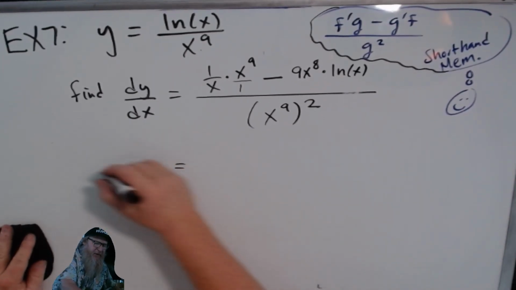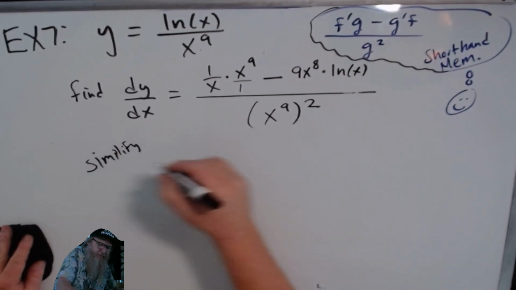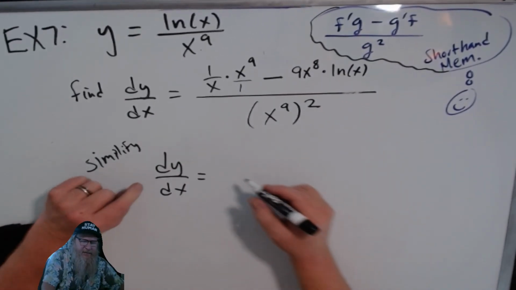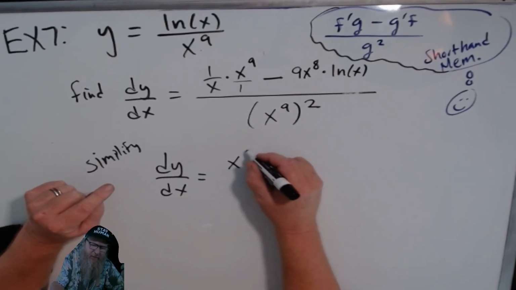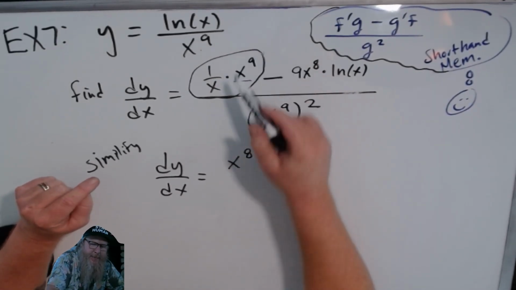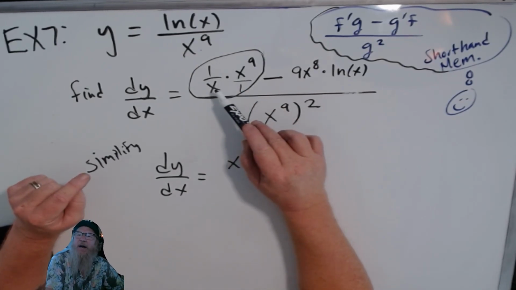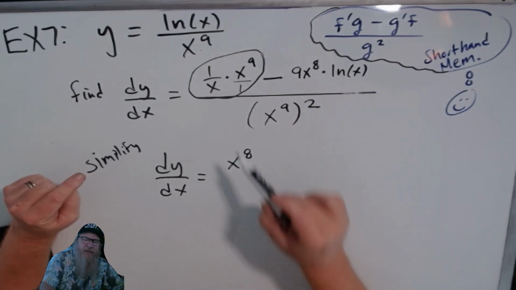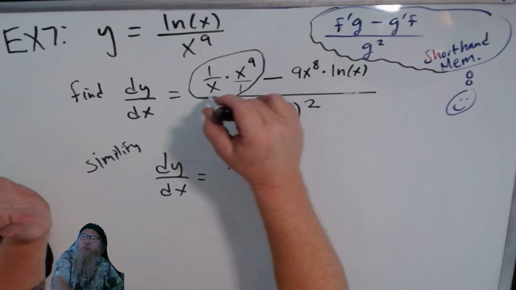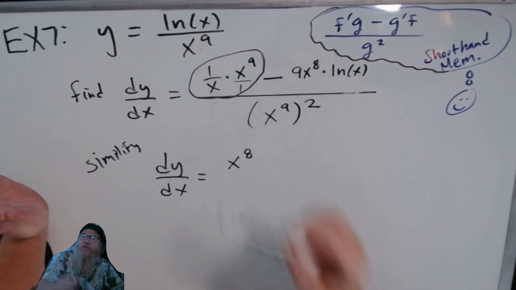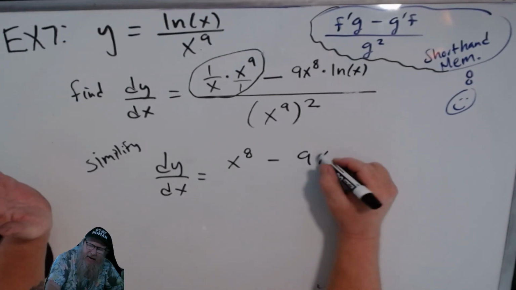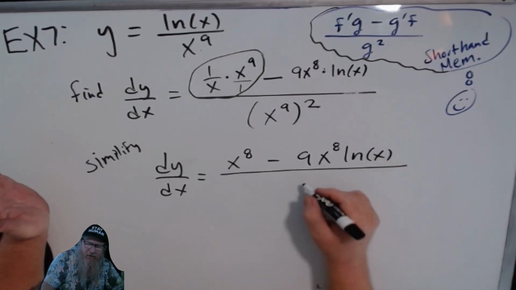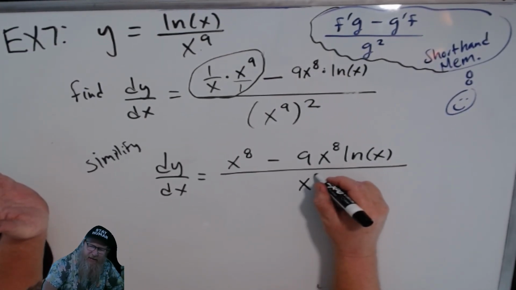I'd like you to clean it up a little bit. I mean, there's only a couple of these that I just let you leave messy. This is not one of them. So that'll be x to the 8th. So x to the 9th divided by x. I'm not writing that step, but that would be the middle step here. 1 times x to the 9th, and then 1 times x, and then you subtract the powers, you get x to the 8th. Minus 9x to the 8th ln of x, all over x to the 18th.